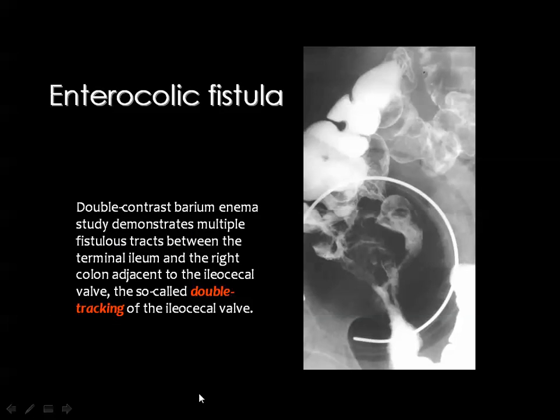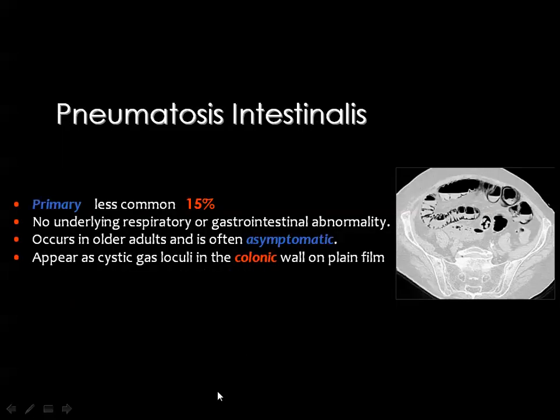Then here you can see what's known as double tracking, and this is because of the development of multiple fistulae in the region of the terminal ileum, communicating the terminal ileum with the cecum.